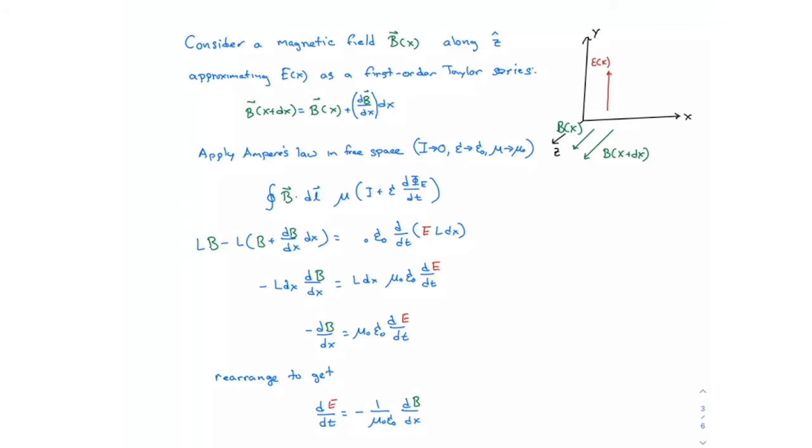So if I want to consider another loop here that I'm going to integrate B dot dl around, I again consider a loop of length L. So L is the length of the loop and dx is the width. And again, I'm going to integrate around that counterclockwise. Then when I do this B dot dl, I'm going to have this larger value of B on the right times L.